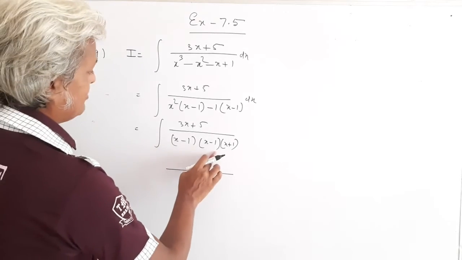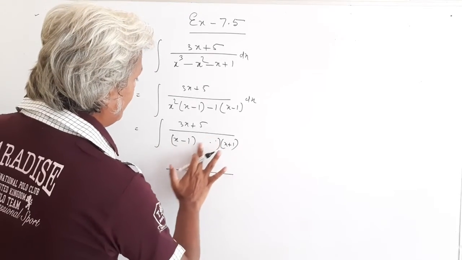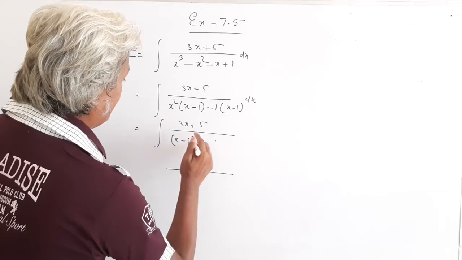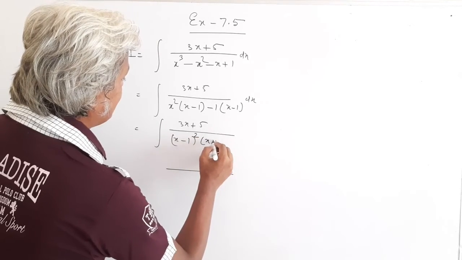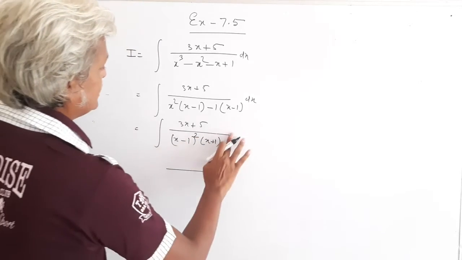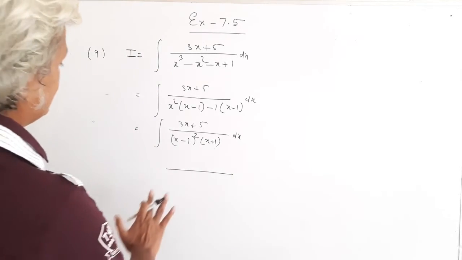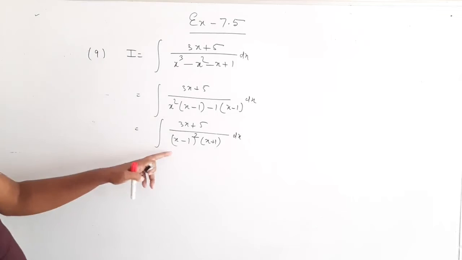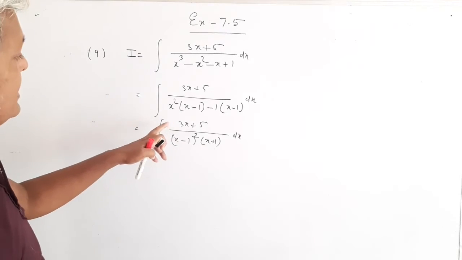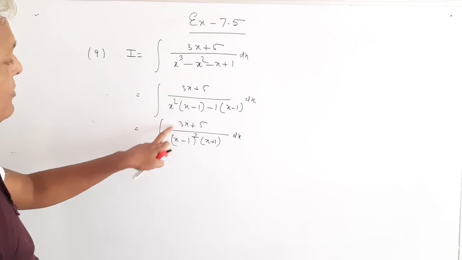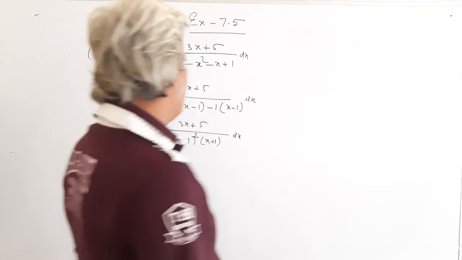Since we have 2x minus 1, I need to remove 1 and put the power of 2 there, and that is x plus 1. So this is the whole rough work part. You don't have to write everything in much detail. Now this is a proper rational fraction because the denominator is a linear polynomial and the numerator is a cubic polynomial.